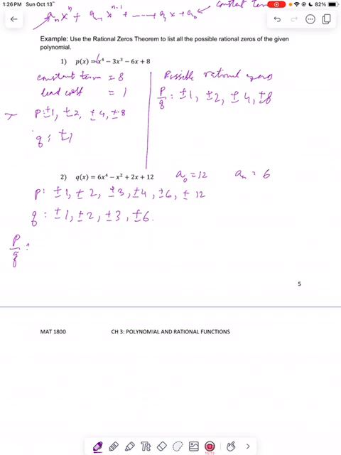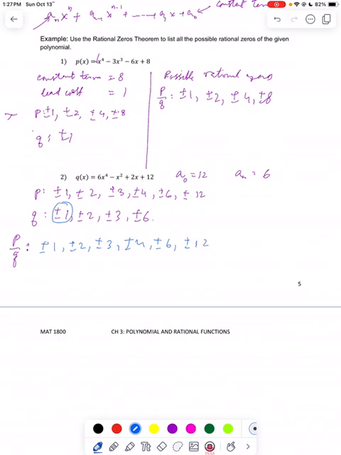So the first, when I divide by plus minus 1, we know that we are going to get the values of p. So let me write those first. Plus minus 1, plus minus 2, plus minus 3, plus minus 4, plus minus 6, plus minus 12. Okay. This is when I divided the values by 1. Then next will be that we divide all the values of p by plus minus 2.